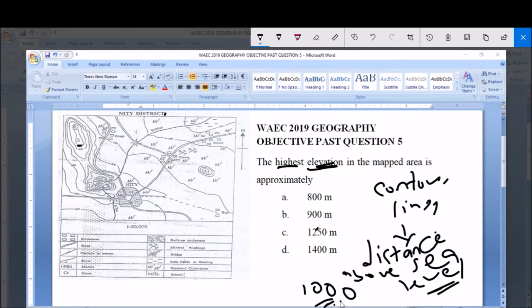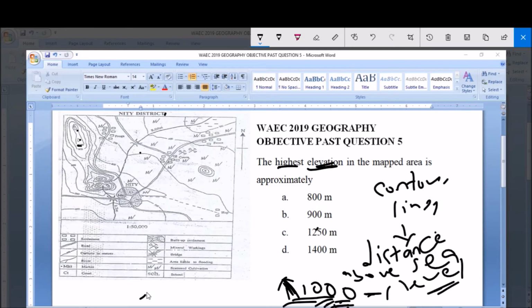So the first clue is that the highest point should be around this figure, either just above or just below this figure. Now there are also more contour lines here, only that they aren't numbered, so it is a safe pointer that the highest point should be above 1000, but not too far above 1000. Now from that, the closest figure here is 1250.